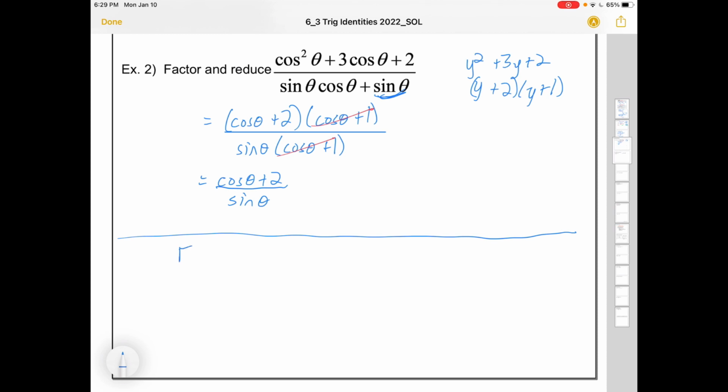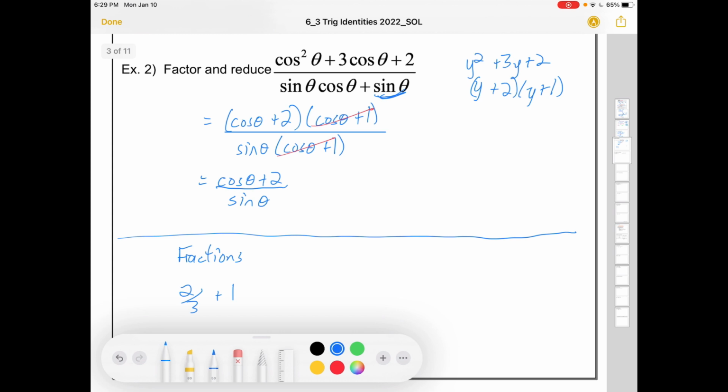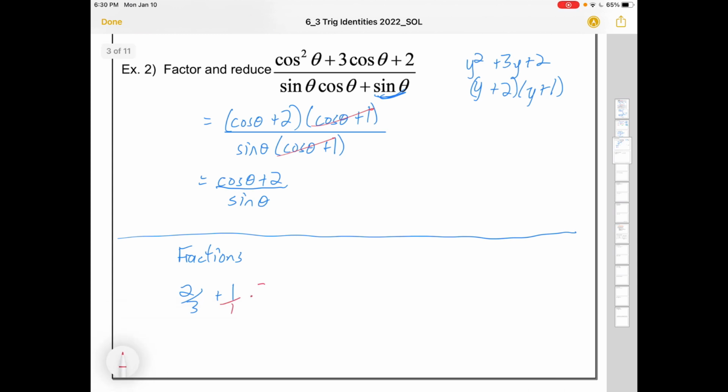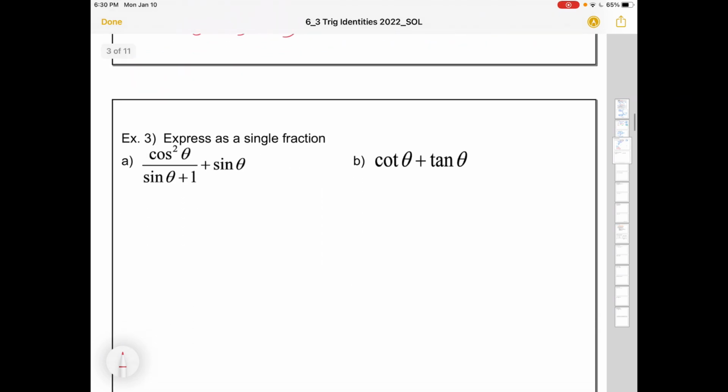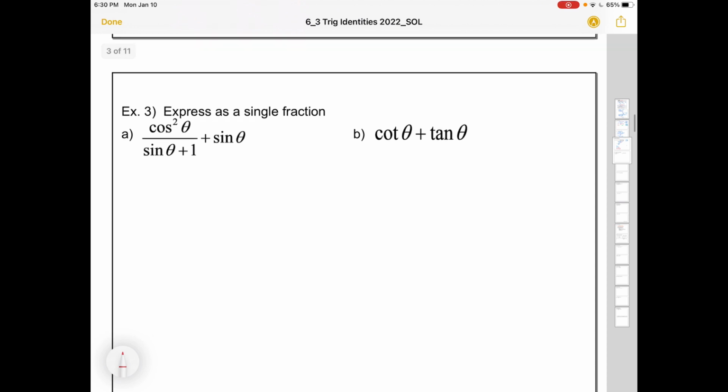Before we move on to the next part, I just want to jog your memory on adding fractions. So if I had 2/3 plus 1, I would need to make a common denominator. And the way that I would do that is I would think 1 is just 1 over 1, and I would times the top and the bottom by 3. So it would give me 2/3 plus 3/3, which makes 5/3. That's the way we add whole numbers to fractions. Let's do that in the context of some trig. So it says express as a single fraction.